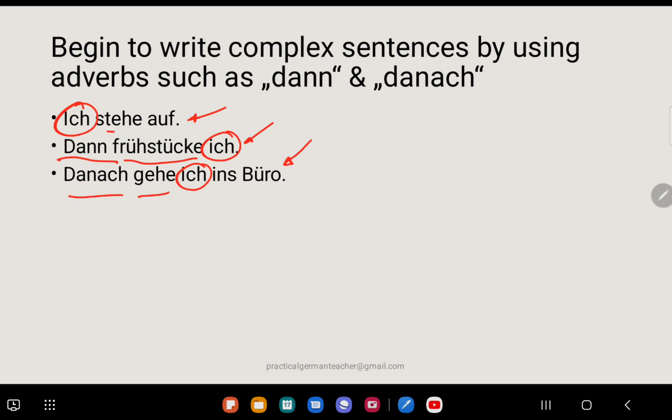Also, I just want to tell you, even though this is A1, I want that once you're done with A1, you should be specialized in A1 level. What do I mean by that? So there are two verbs, aufstehen.